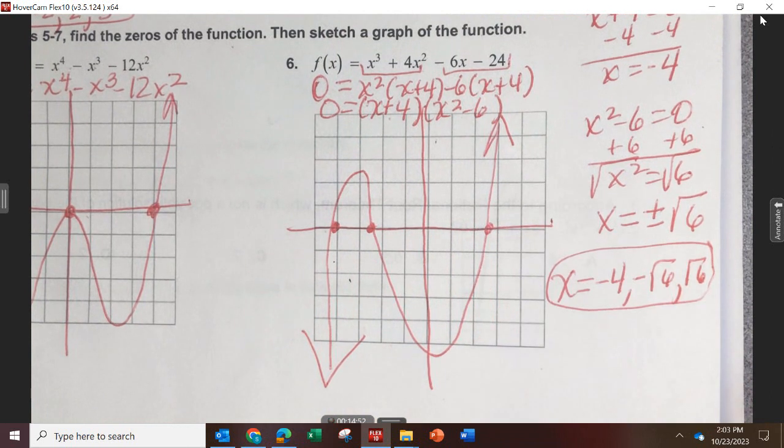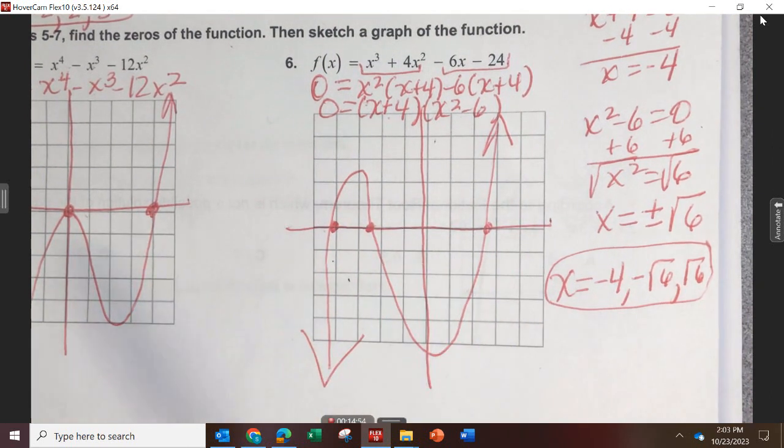And that's all there is to it for today. Again, you don't have to do the graphing even though it tells you to. Just find the zeros.